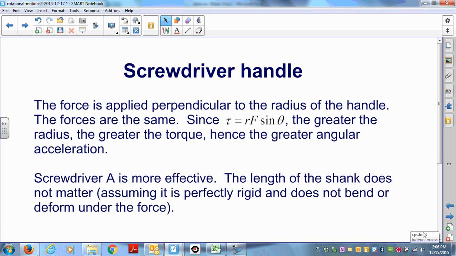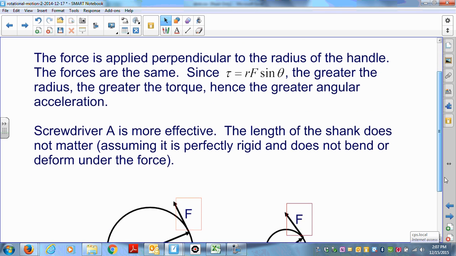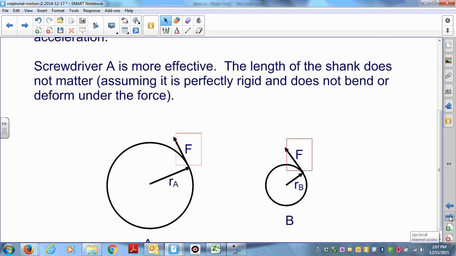The force is applied perpendicular to the radius of the handle. The forces are the same. Since torque is equal to r F sine theta, the greater the radius, the greater the torque. Hence, the greater the angular acceleration. So in this case, screwdriver A is more effective. The length of the shank does not matter, assuming it is a perfectly rigid body and does not bend or deform under the force.